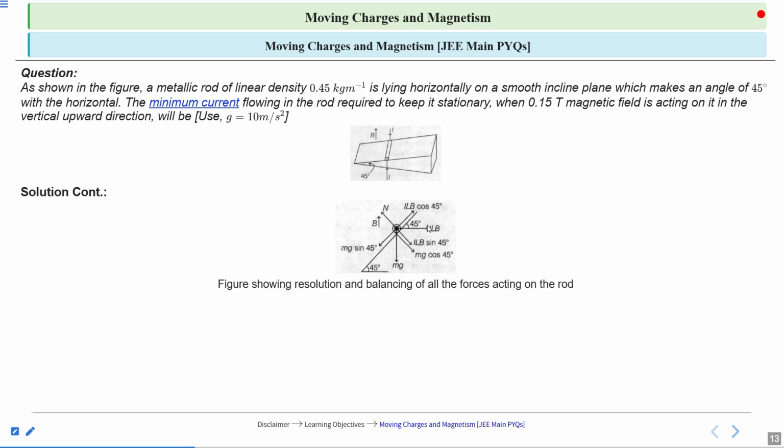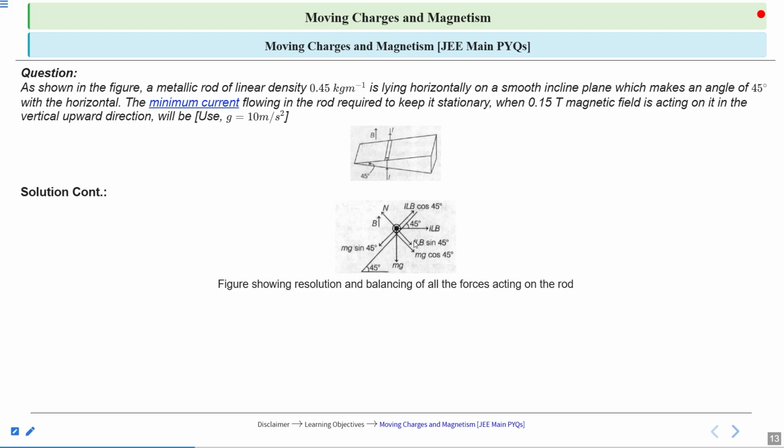So we will resolve this force into two components. The force will not be along the vertical plane. The force will be in this direction, but one component of the force will be along the vertical plane, and one component will be perpendicular to this vertical plane. This angle is 45 degrees. So this component will be ILB cos 45 degrees, and this component will be ILB sin 45 degrees.